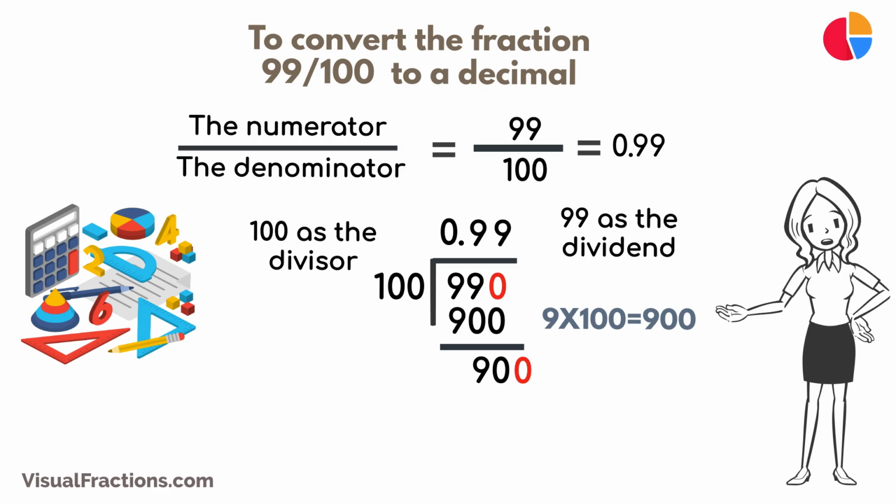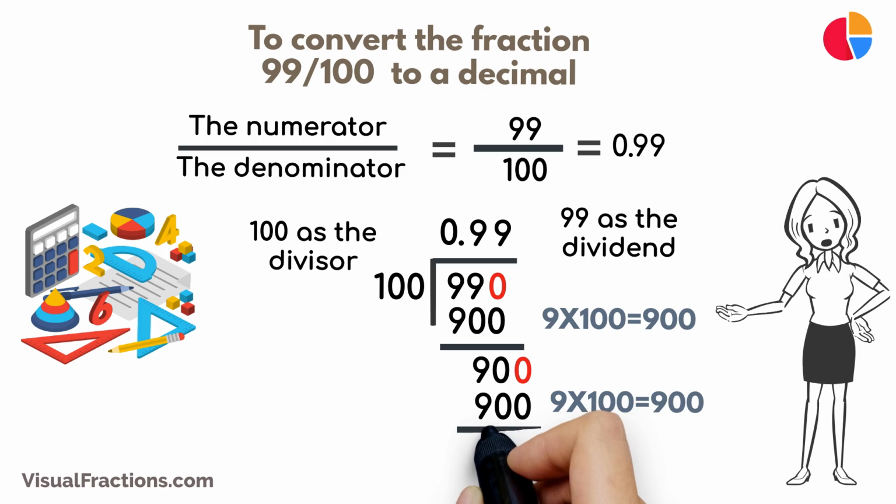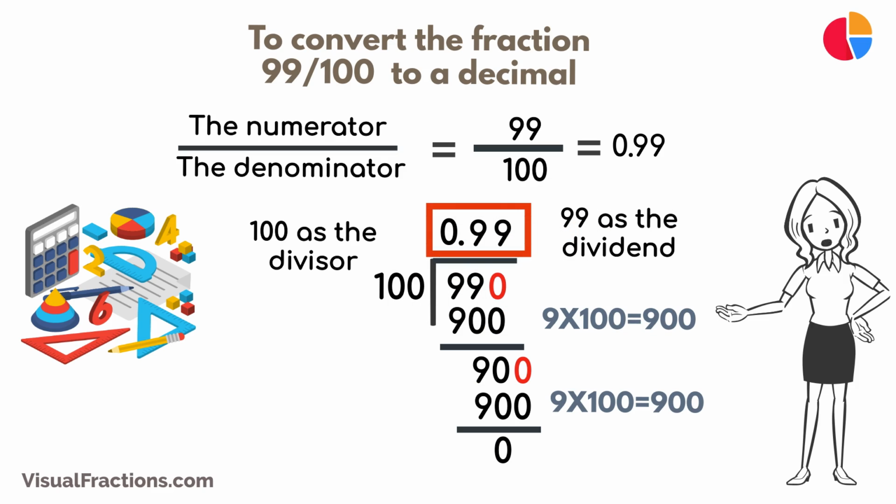Multiplying 9 by 100 gives us 900 again. When we subtract 900 from 900, we get a remainder of 0. So, there we have it. The fraction 99/100ths converted to a decimal is 0.99. This conversion process demonstrates a straightforward method to understand and represent fractions in decimal form.